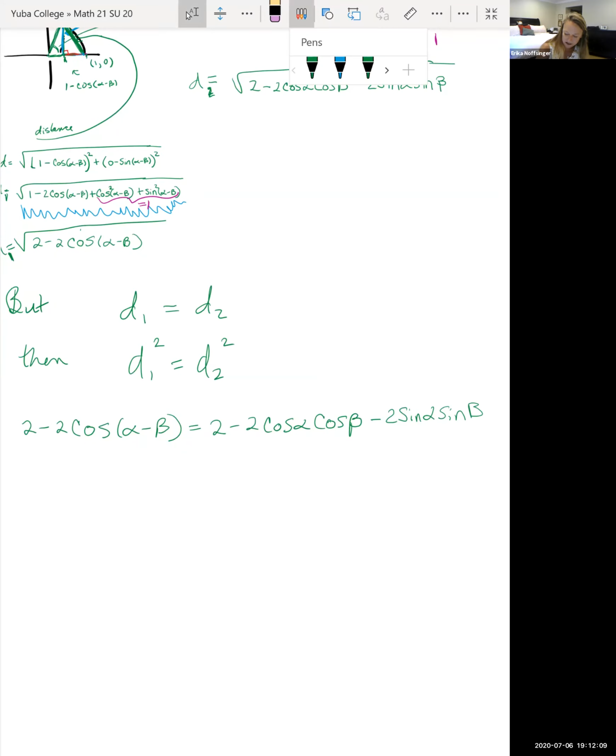Almost there. Notice if you subtract your constant of 2 on both sides, that goes away. And notice we can get rid of the negative 2 in front of our cosine alpha minus beta, which is what we're trying to show that formula works, by dividing all terms by negative 2. And we can do this because this is an equation.